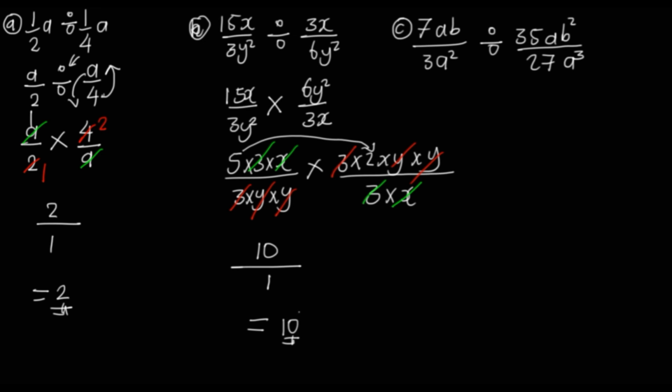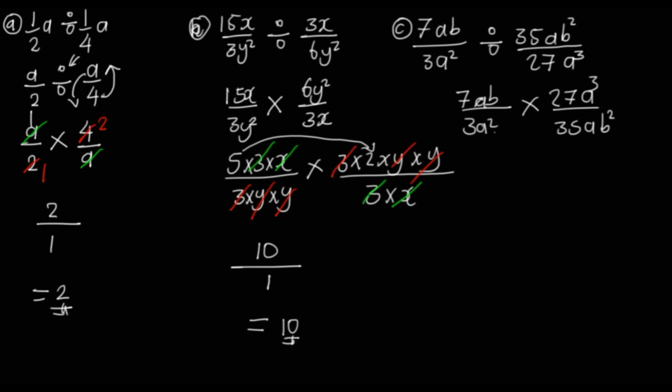Now, let's move on to part C. So here, we are going to do the same. We have 7ab over 3a squared. This now will change to multiplication. Then we are going to turn the fraction upside down, where we are going to have 27a raised to the power 3 over 35ab raised to the power 2.